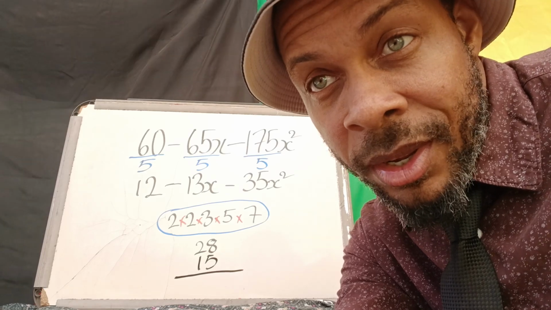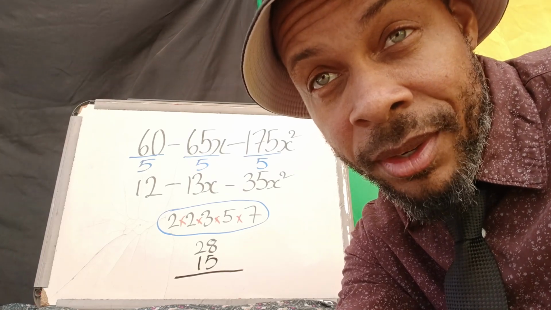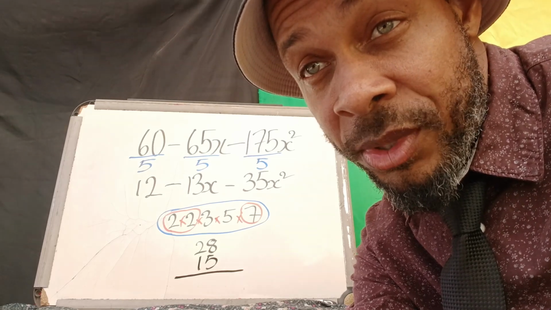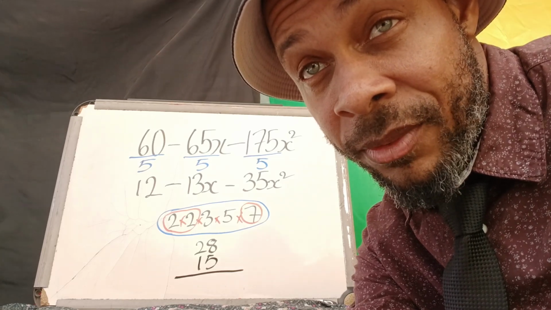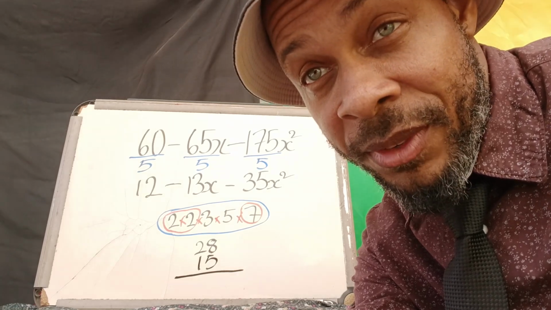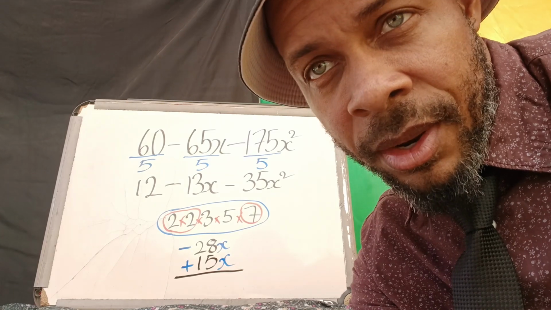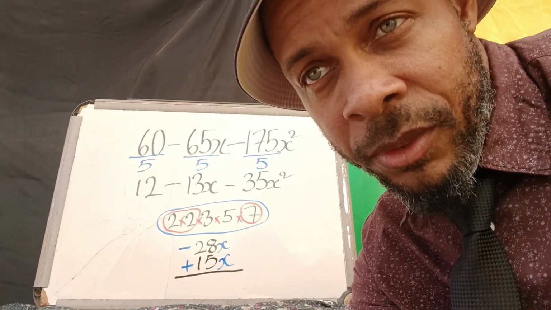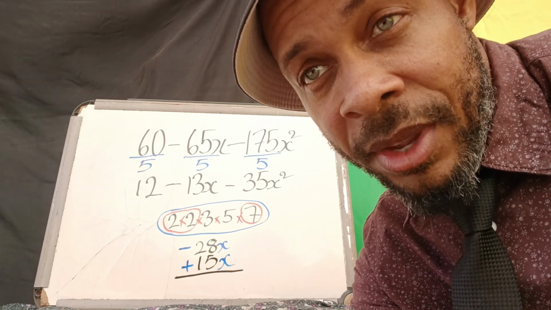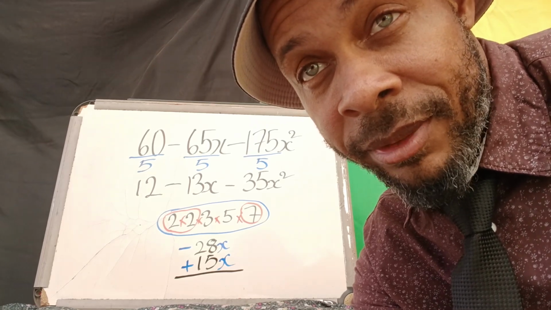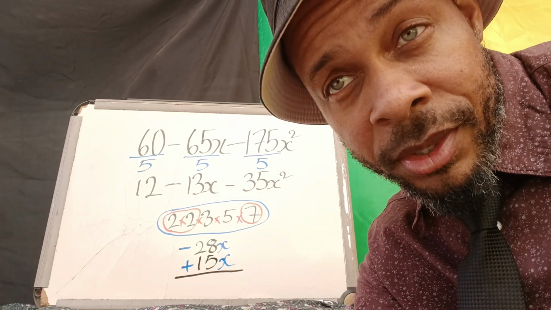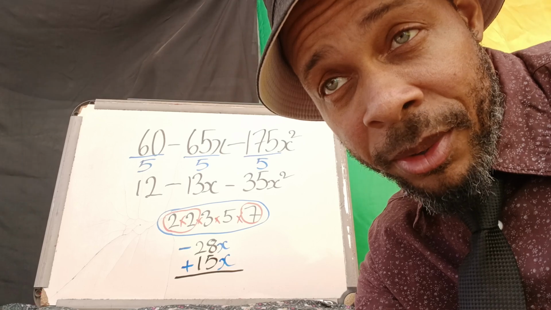Now, how did we get 28 and 15? 28 is 2 times 2 times 7, 4 by 7 is 28, and the 3 by 5 is 15. And now we have 28 and 15, but if we want a minus 13, we're going to have a minus 28 and a plus 15. Screenshot this for your memory, please, because I'm going to erase that part now.